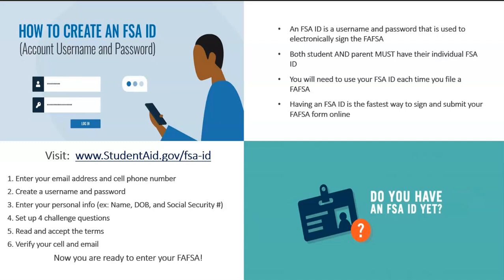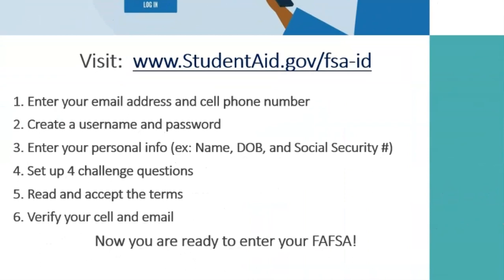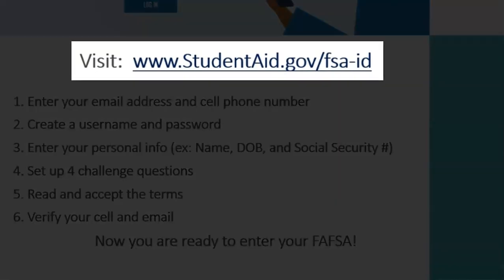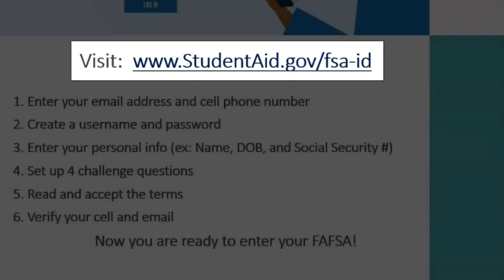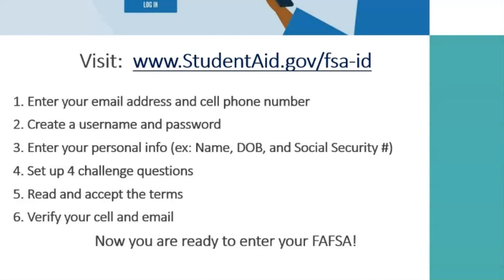We do suggest that you keep your FSA ID safe because it is difficult to retrieve the password and the username for both the student and the parent. Having an FSA ID is the fastest way to sign and submit your FAFSA form online. To get started, you may visit www.studentaid.gov/FSA-ID. The first thing you'll do is enter your email address and a cell phone number.